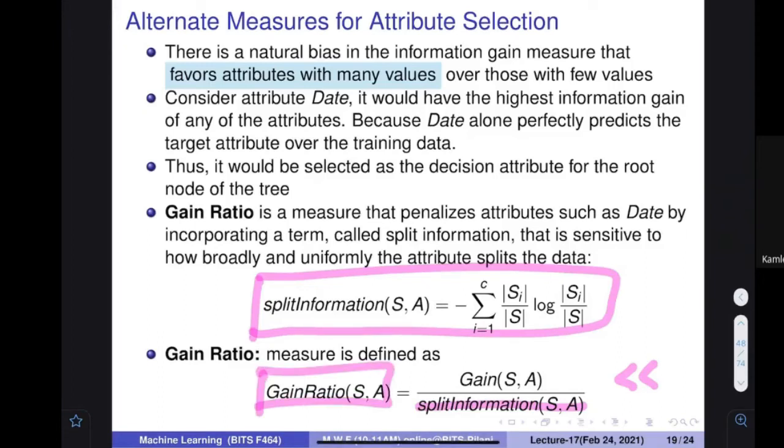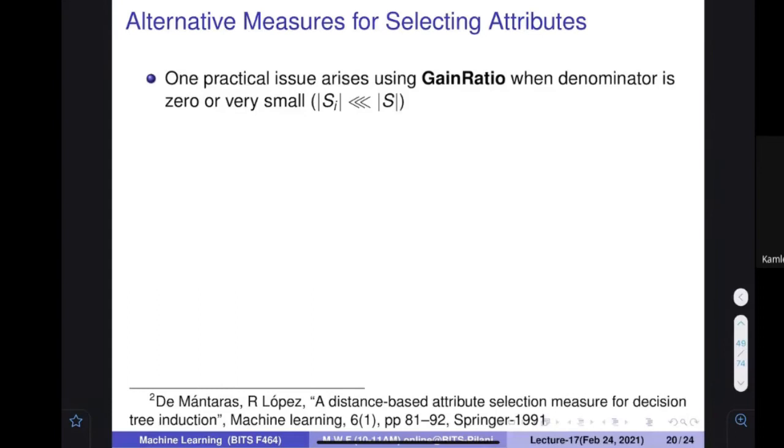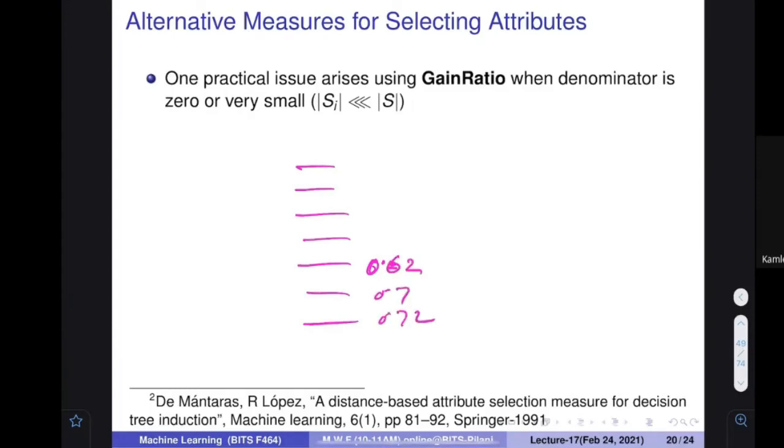Okay, for some attributes, if this value is very small, then they are getting more favor. It is being suggested, for example, let's assume attributes 1, 2, 3, 4, 5, 6, 7 are here, and let me write them in an increasing way. Let's assume some have 0.6, 0.7, 0.72, 0.4, 0.3, 0.12, 0.10. Let's assume that these are their information gain.